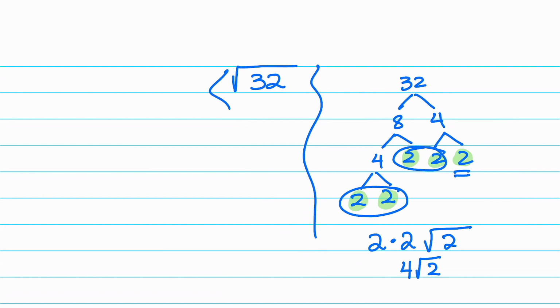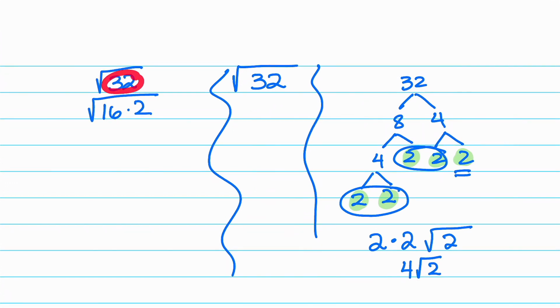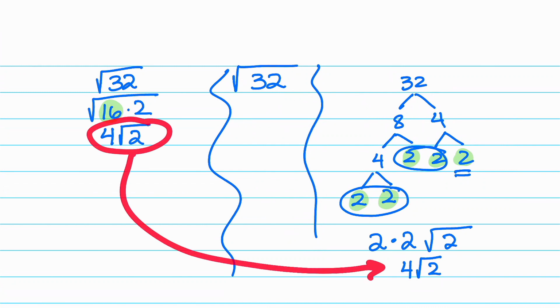The other way you could have done it is you could have looked for the biggest square root that goes into that 32. So I can rewrite 32 as 16 times 2. I want you to understand that 32 is the same thing as 16 times 2. So why did I write it like this? Because I know the square root of 16. The square root of 16 is just 4. I still don't know the square root of 2, so that's going to stay inside. And look at that. I get the exact same answer as the other one.